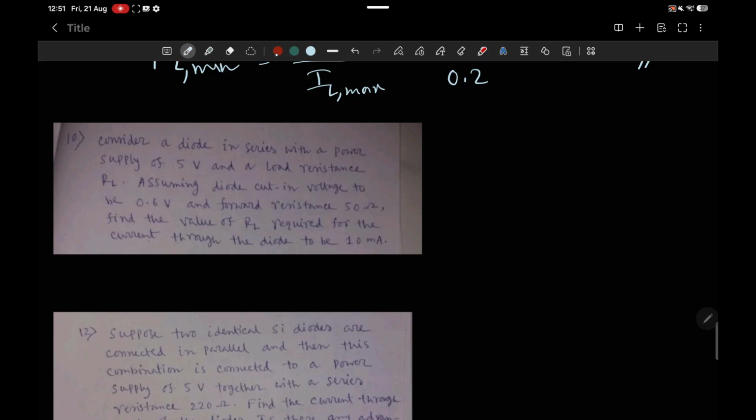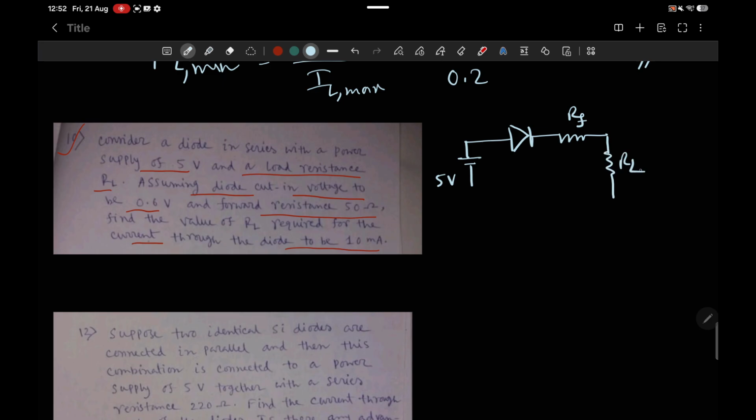Okay, now let's do another problem. A diode in series with a power supply of 5 volt and a load resistance of RL. Assuming diode cut-in to be 0.6 volt, forward resistance 50 ohm, find the value of RL required for the current through the diode to be 10 milliampere. So it is like this. 5 volt power supply, this diode, the forward resistance RF, and there is a load resistance like this, RL.